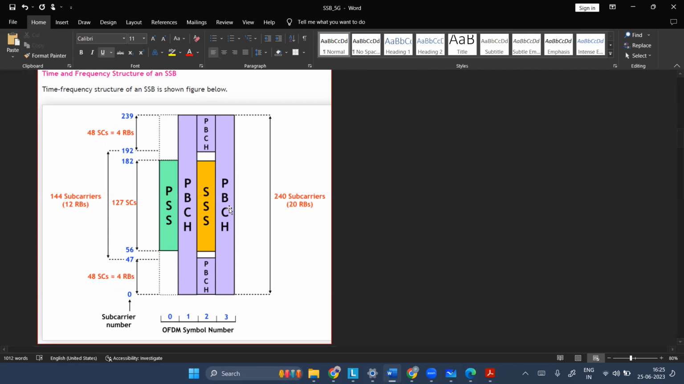So PSS, SSS, and PBCH are always together in consecutive OFDM symbols. Each SSB occupies 4 OFDM symbols in the time domain and spreads over 240 subcarriers, which means 20 RBs in the frequency domain. PSS occupies the very first symbol and spans 127 subcarriers. There are 8 unused subcarriers below and 9 unused subcarriers above. So if you do the calculation, right?